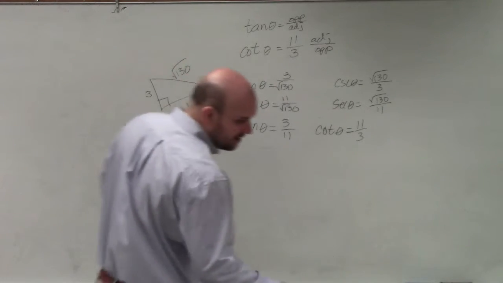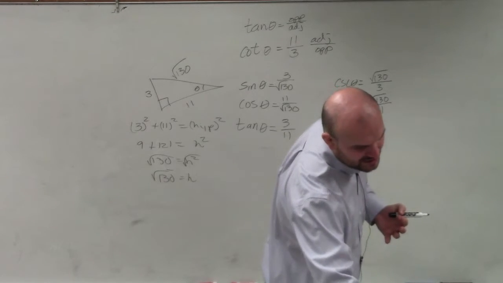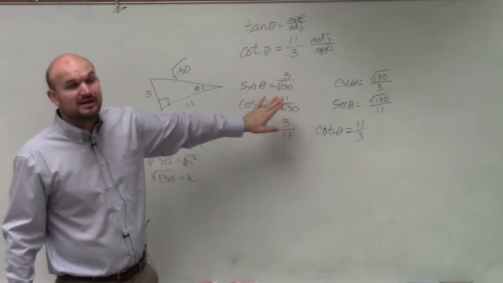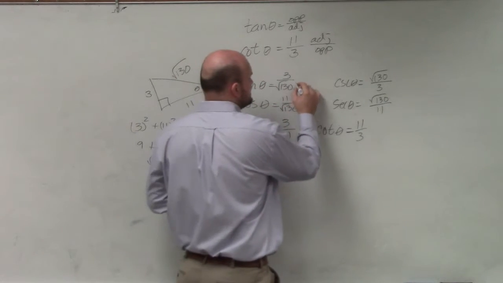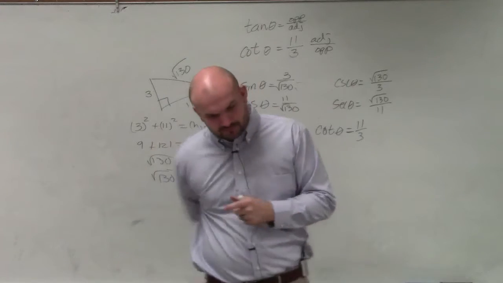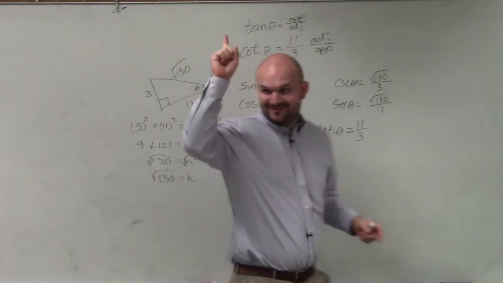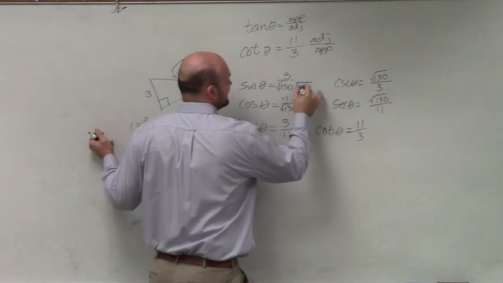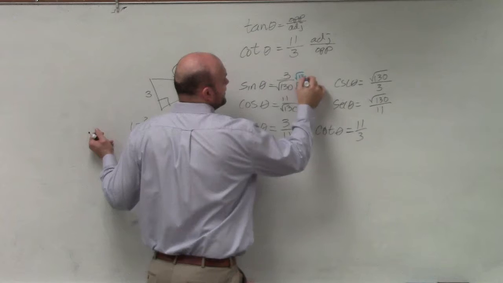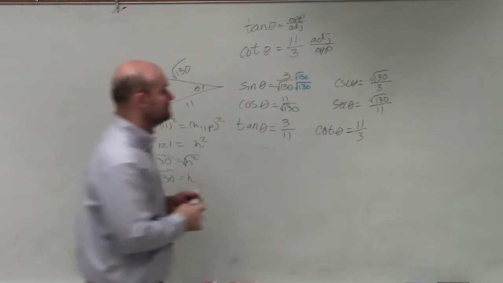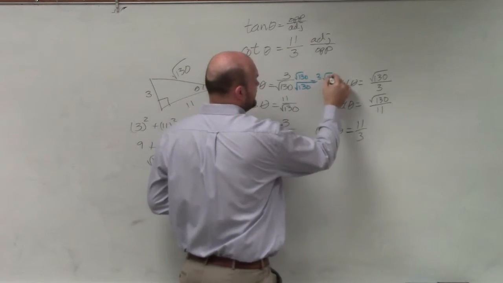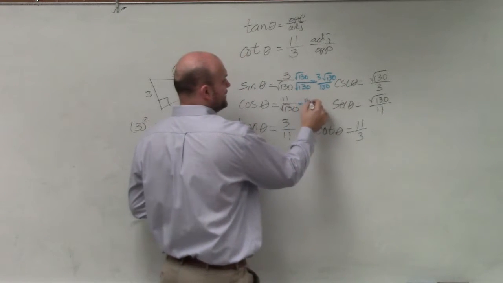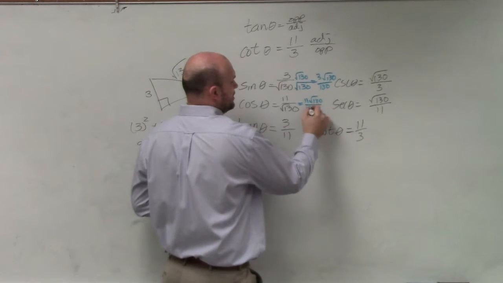However, on your test, I will ask you guys to simplify all of your radicals. So whenever we have a radical in our denominator, we want to simplify it. So we'll do that by rationalizing the denominator. Oh. See that? Thank you. So, rationalizing the denominator. 3 square root of 130 over 130. Here, rationalize the denominator. I'll have 11 square root of 130 over 130.